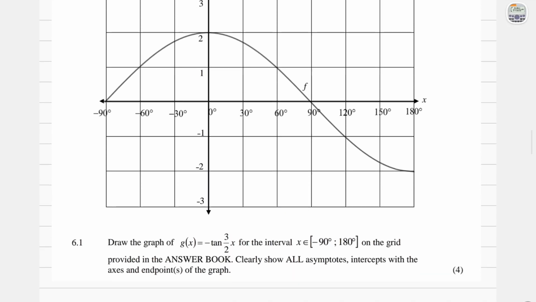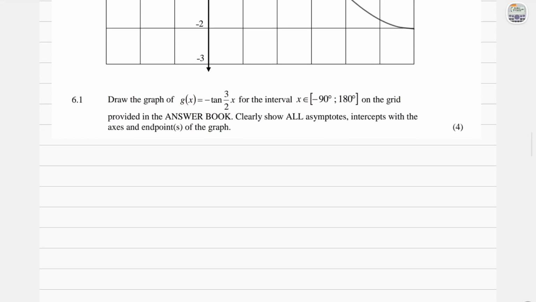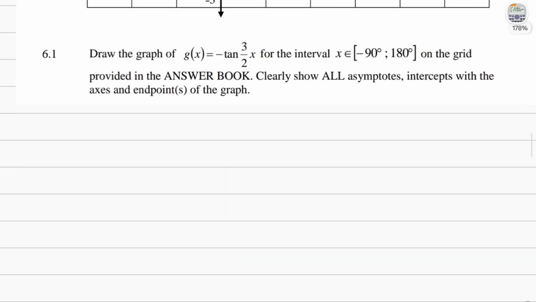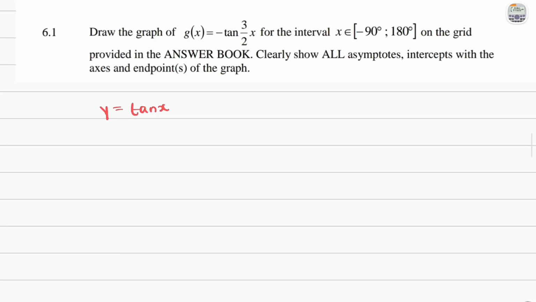Okay, so this is a tan graph. To draw this graph, we can just use the simple approach. The simple approach would be to remember what all the critical points of your tan graph are. So let's look at the graph of y equals tan x. And I'm not going to go into this too much because there's actually a really simple way to do this.